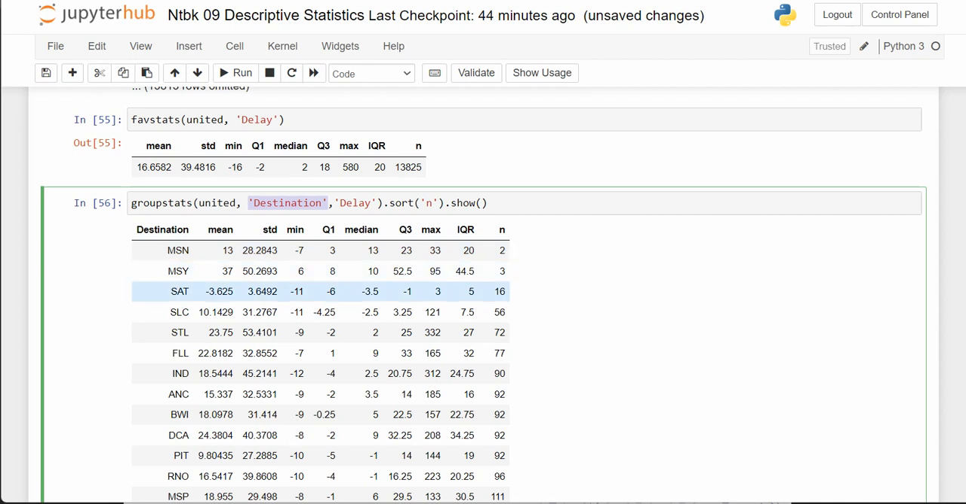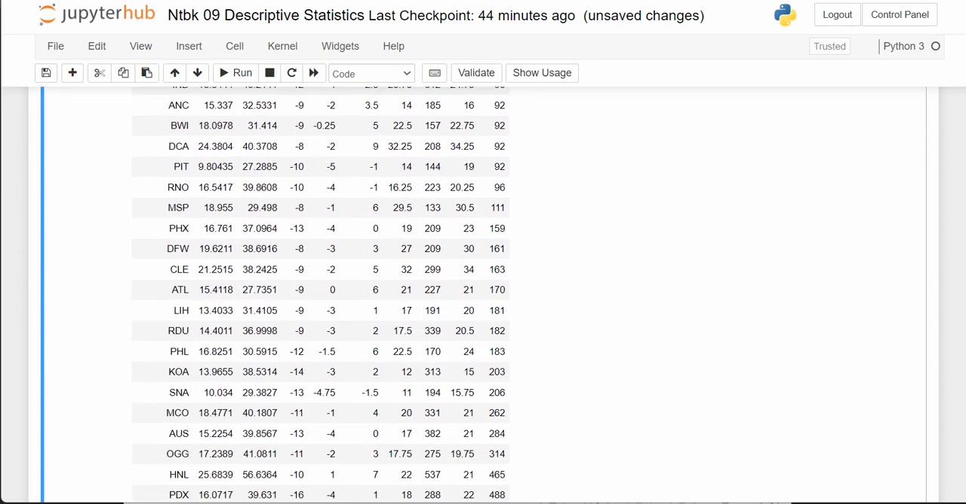And we can see which one of these, like STL is St. Louis, IND is Indianapolis, BWI, that's Baltimore, Washington International, right? And we can see what the median times are, right? We've sorted based on N, the number of flights into that particular destination. And we can see these delays, but man, this is a huge table.